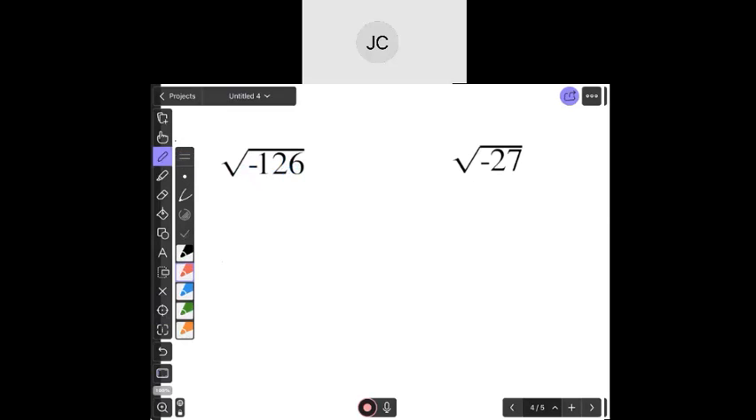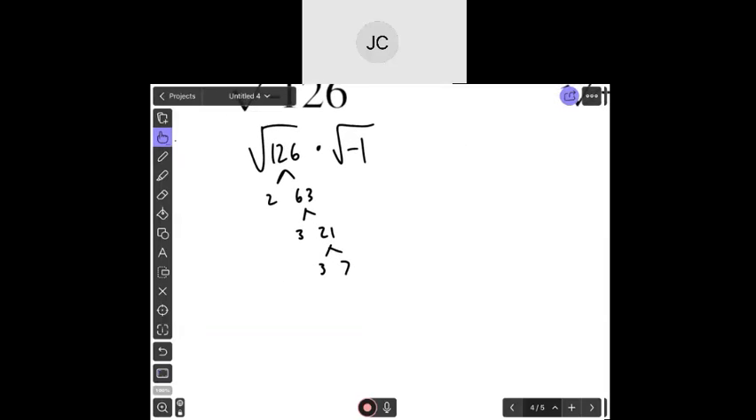So I look at the square root of negative 126. First step is to break it apart: the square root of 126 times the square root of negative 1. I'm going to go ahead and sock out the 126. So 2 times 63. 2 does not go into 63, but 3 does, 21 times. 3 goes into 21 7 times. So socking out the 126.